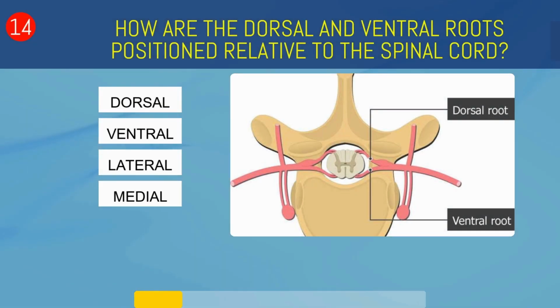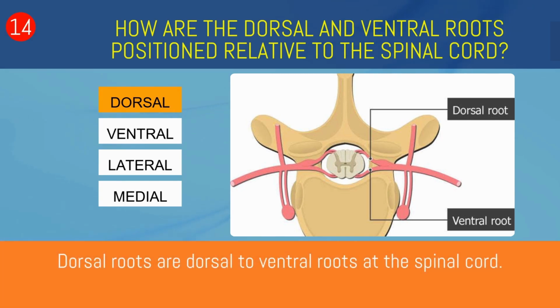How are the dorsal and ventral roots positioned relative to the spinal cord? Dorsal, ventral, lateral, or medial? Dorsal. Dorsal roots are dorsal to ventral roots at the spinal cord.